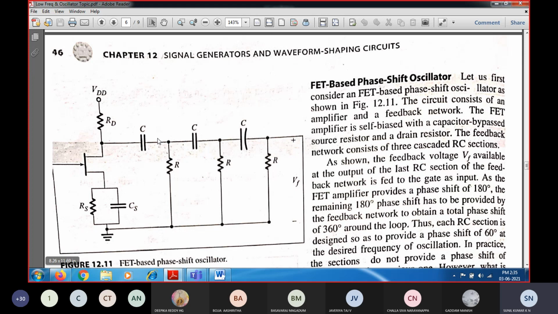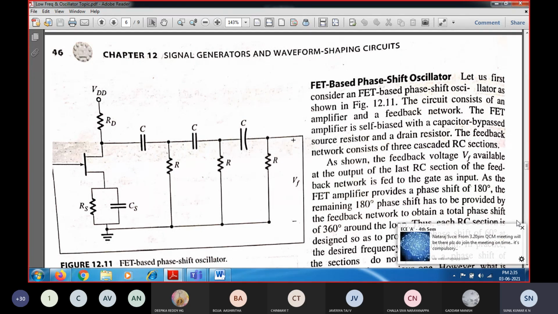In order to get the total overall phase shift, the feedback network should also give a total phase shift of 180 degrees. From network theory, we have seen that whenever a signal is passed through a C and R section or an R and C section, it provides a 60-degree phase shift. Here you are going to have three R and C sections, so each will have a 60-degree phase shift. So from the input to the output of the feedback network, the output will be 180 degrees out of phase.